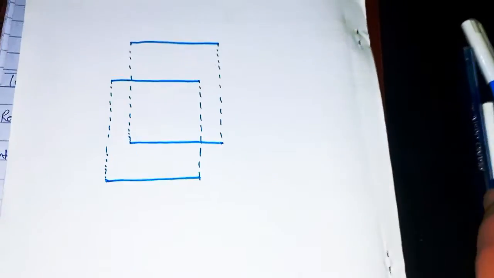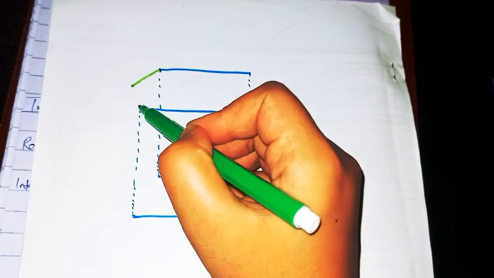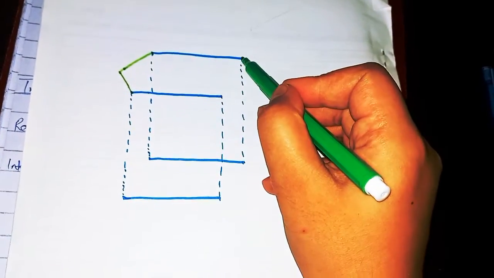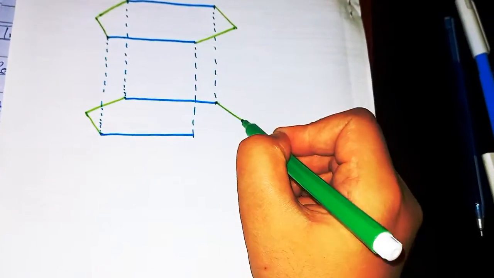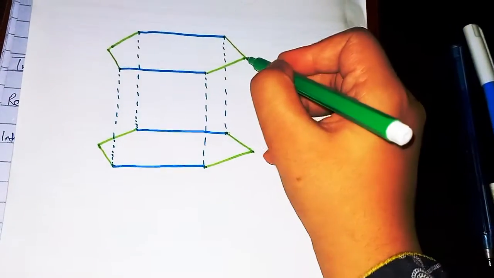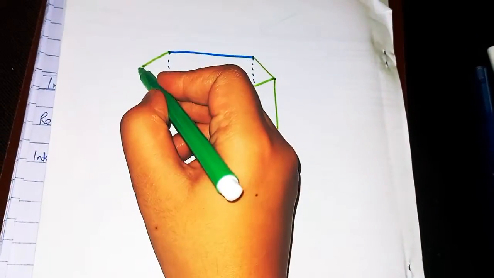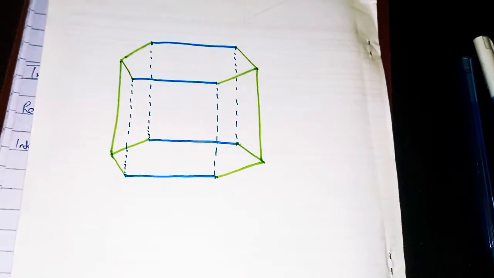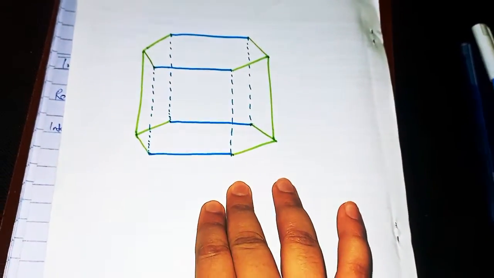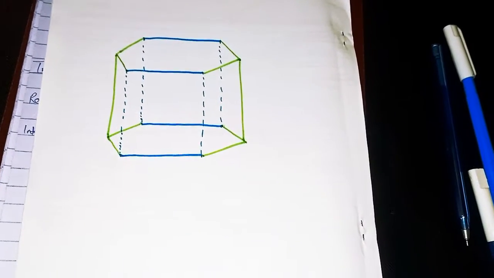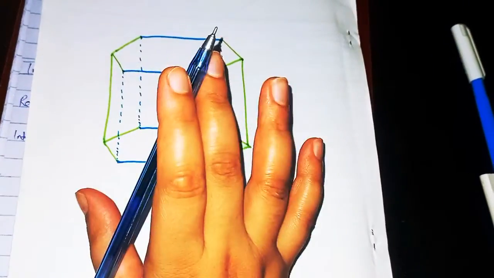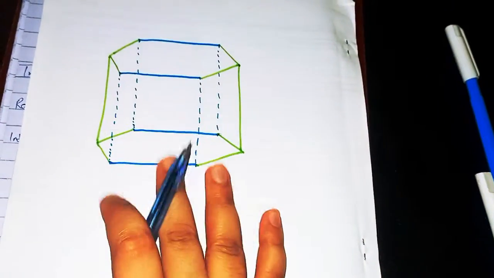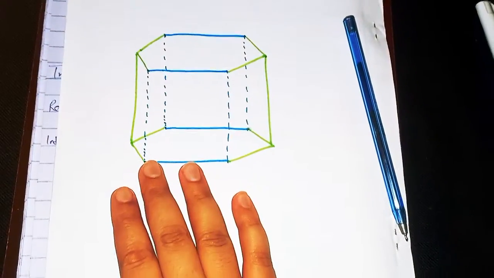Sorry, this is the floor. And we'll join these lines together like that, and these lines as well. In that way, you can see your HCP unit cell is ready, and it's really easy to construct. You have to practice it 1 to 3 times and it will be easy to construct. This is our HCP unit cell. We have successfully drawn our HCP unit cell.